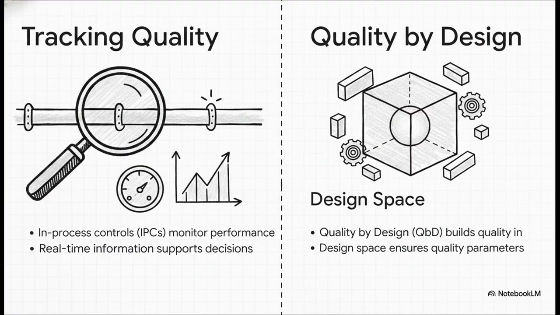Ultimately, all of this feeds into the whole concept of quality by design, or QbD. QbD means we aren't just testing for quality at the end, we are actively building quality directly into the product because we deeply understand our process. When you do it right, you establish what's called a multidimensional design space. It's basically a justified combination of inputs and parameters that guarantees a high-quality product every single time.